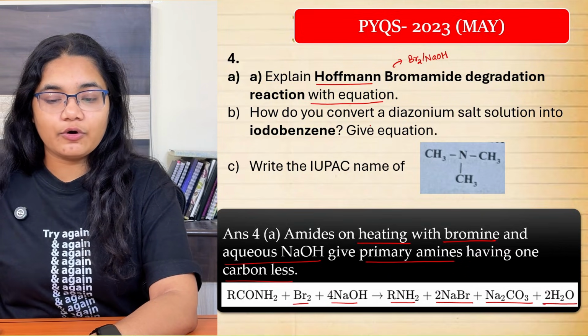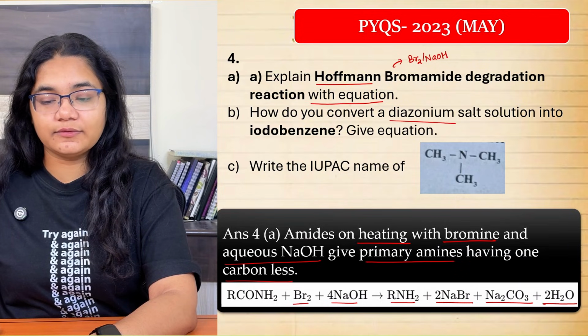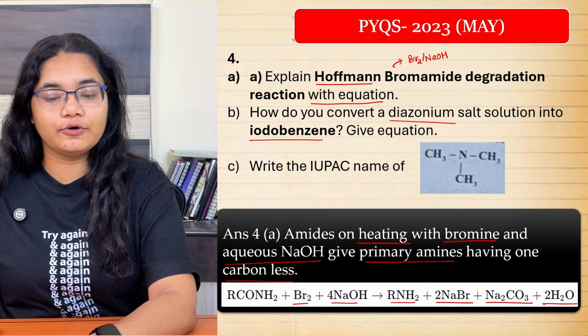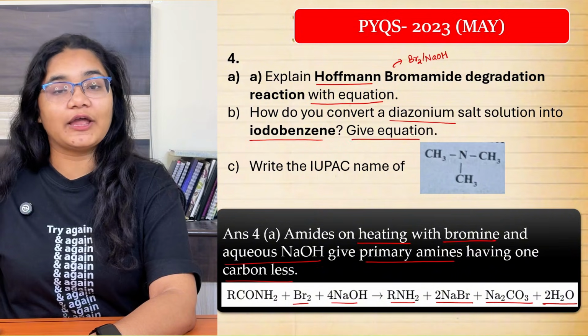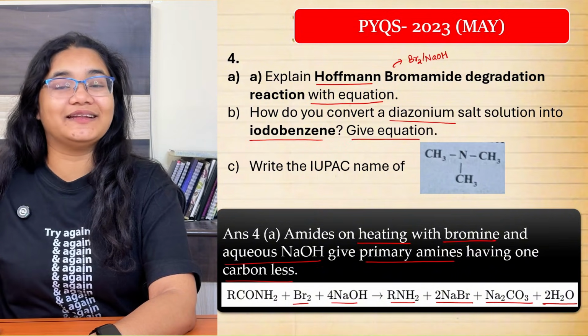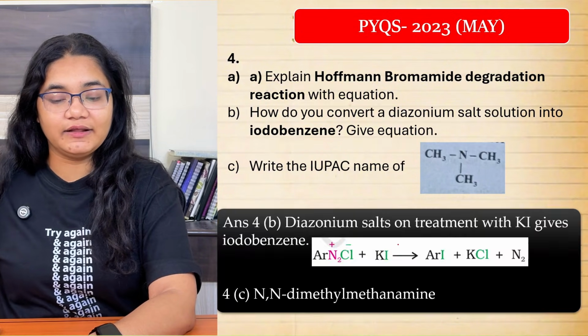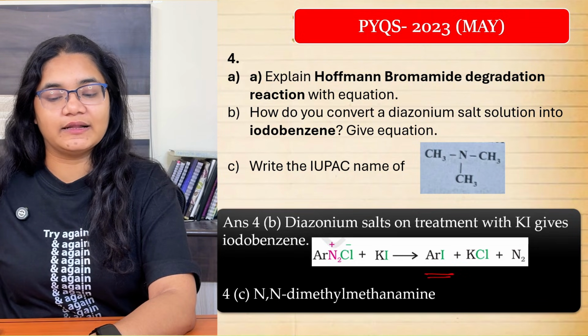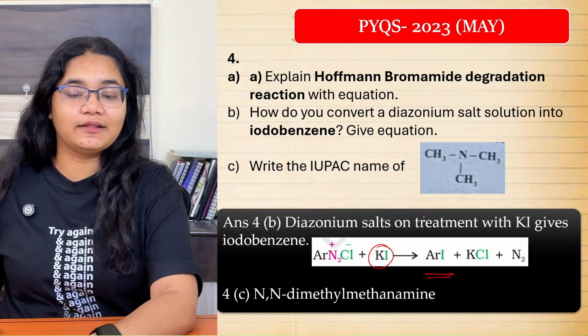Next, how do you convert the diazonium salt solution into iodobenzene, and give the equation? For iodobenzene, what you have to do is take benzene diazonium chloride and treat it with KI. Then you will get iodobenzene. Remember the reagent required here, that is KI.